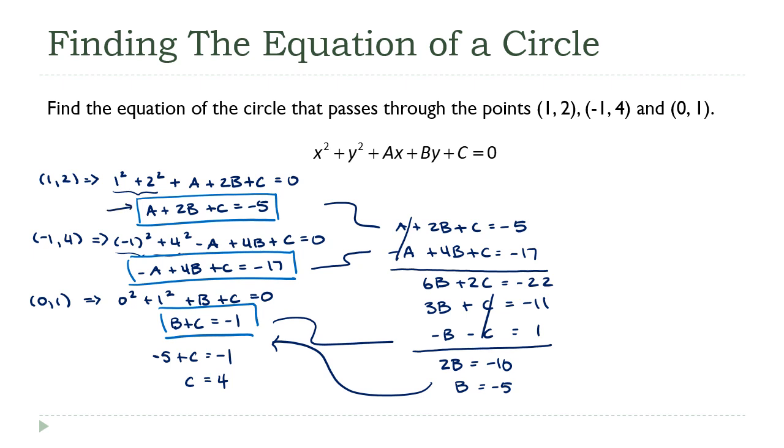Right, so now I'm going to go back up to the first equation. A plus 2 times negative 5 plus 4 equals negative 5. So negative 10 plus 4 is negative 6. Add 6 to both sides, and we get a equals 1. And that's all I need. Now I'll drop those numbers into here, and I'll have my equation. X squared plus y squared plus x minus 5y plus 4 equals 0.